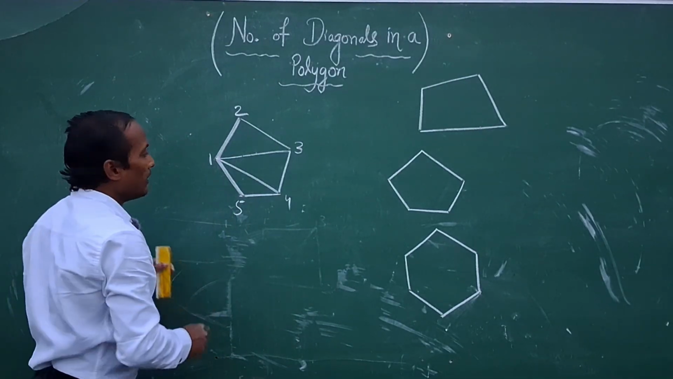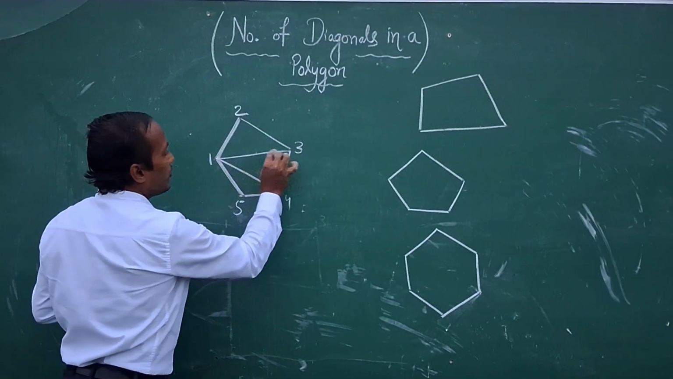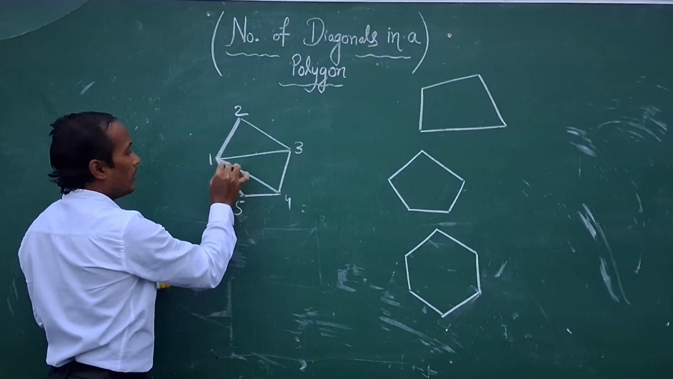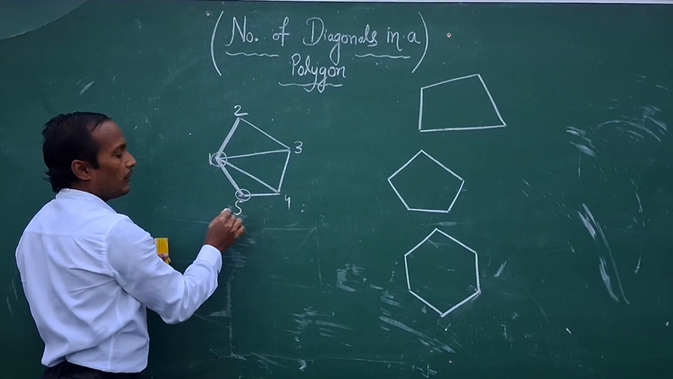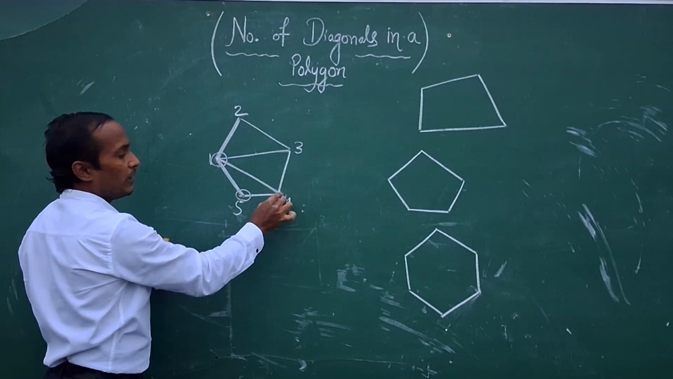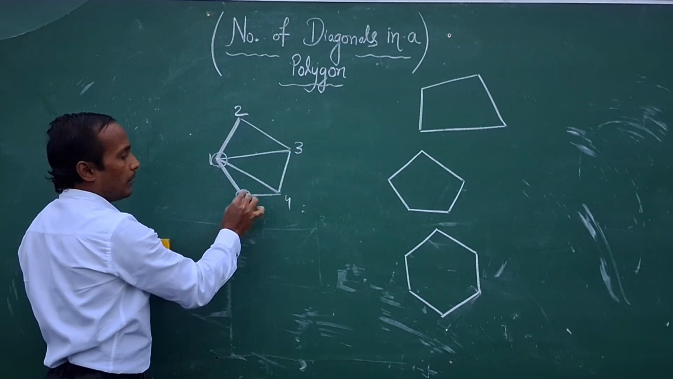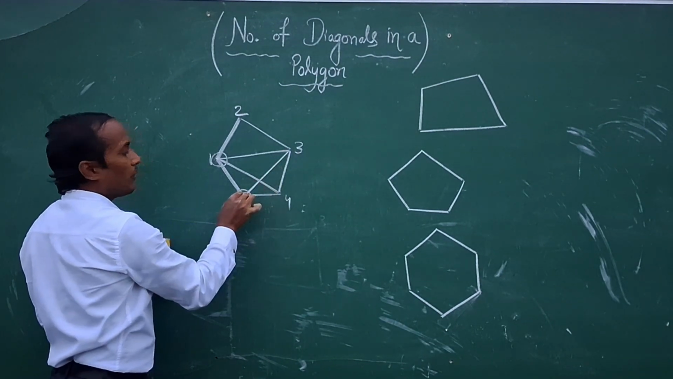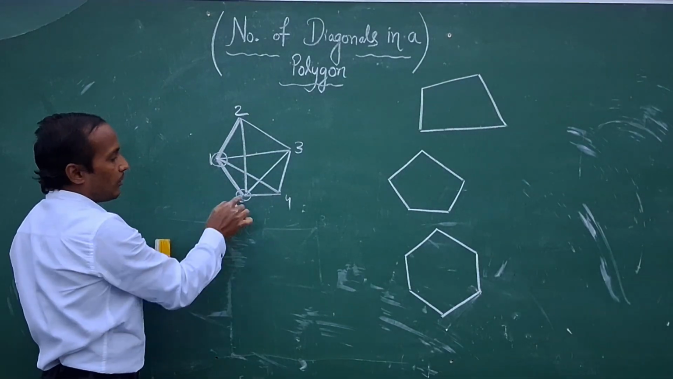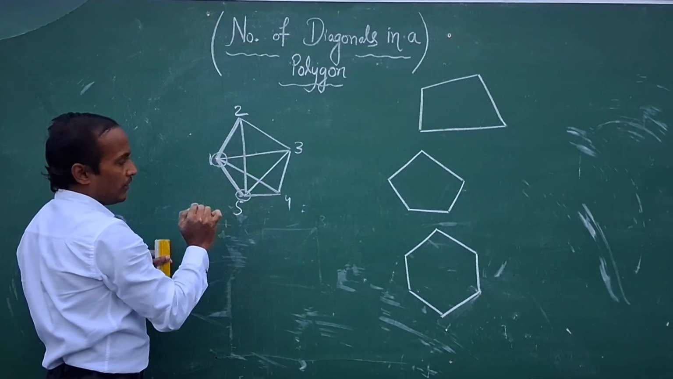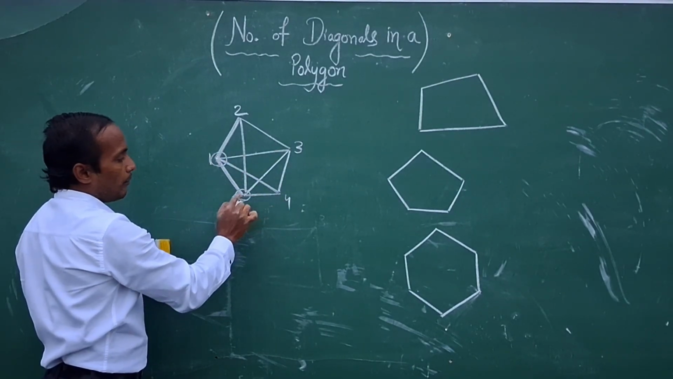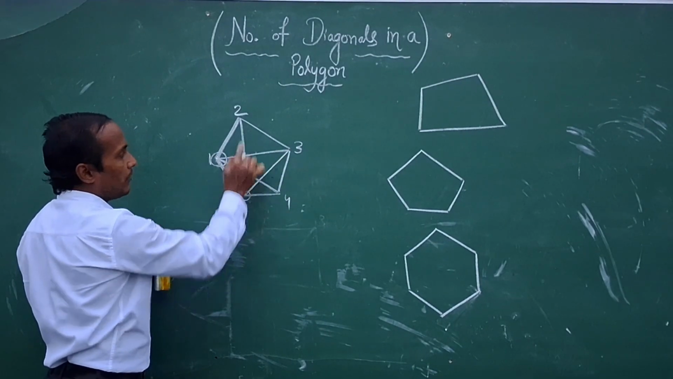Is that clear? Now you see here, I can join 1 and 3, 1 and 4. Now if I take vertex number 5, 5 and 1 are joined, that is called a side. 5 and 4 are joined with a line segment, this is called a side. But when I join 5 to 3, this is called a diagonal. 5 with 2, this is called a diagonal. Okay, so from each vertex I am able to draw two diagonals. You can see from 1 I drew this diagonal and this one, two diagonals. From 5 I have drawn to 3, from 5 to 2.